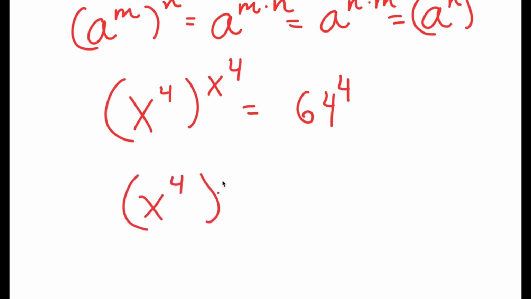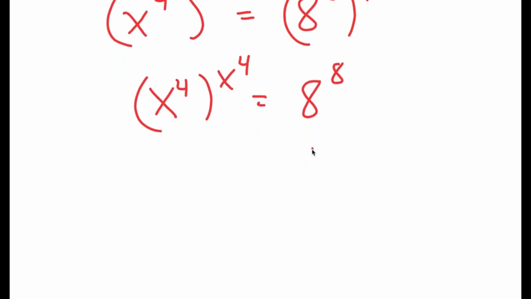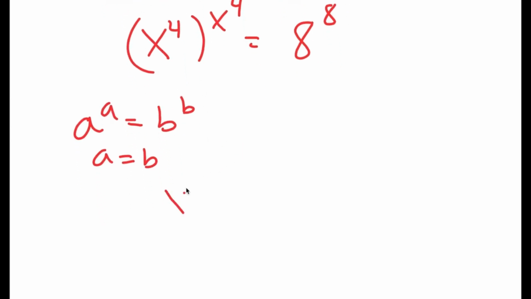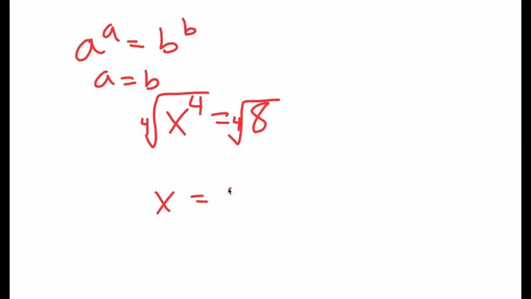Now 64 to the power of 4 I can rewrite as 8 squared to the power of 4, which turns into 8 to the power of 8. Now, if I have something in the form a to the power of a is equal to b to the power of b, this means that a equals b. So in this case, x to the power of 4 is equal to 8. And to solve for x, I'm going to take the fourth root on both sides. So I get x is equal to positive or negative fourth root of 8.